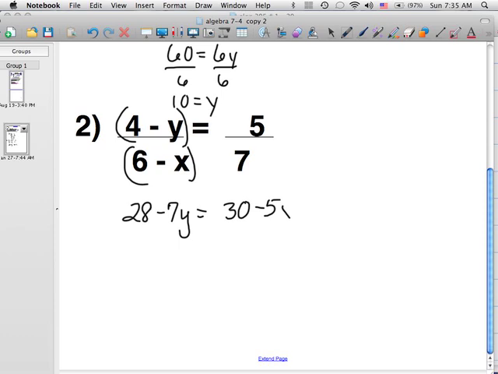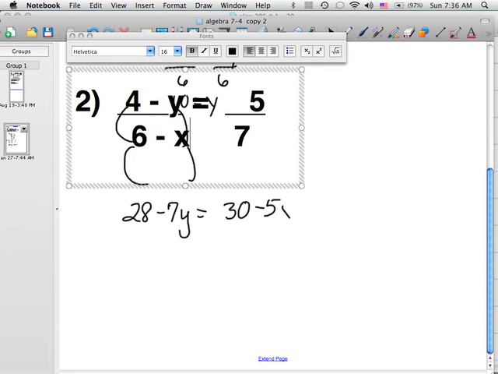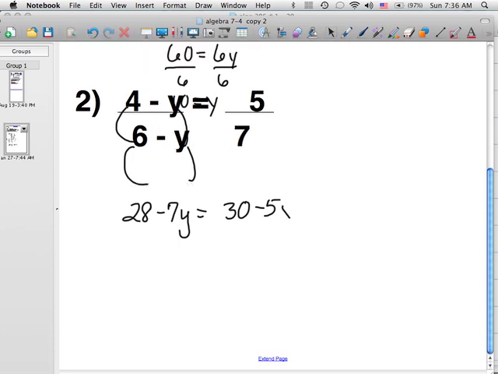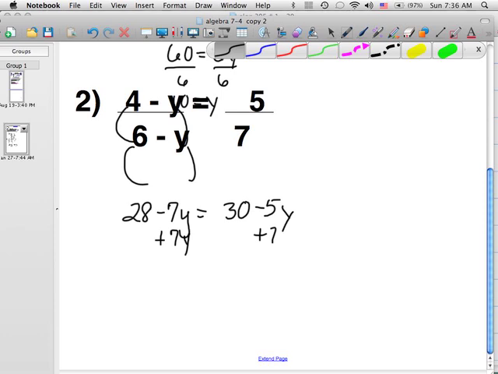Let's change something here. It should have the same variable, so we'll make that y. So that would be minus 5y. Variables are on opposite sides, so I want to move them to one side. That's the first step. And try to keep things positive, so I'm going to add 7y to both sides. So 28 equals 30 plus 2y.